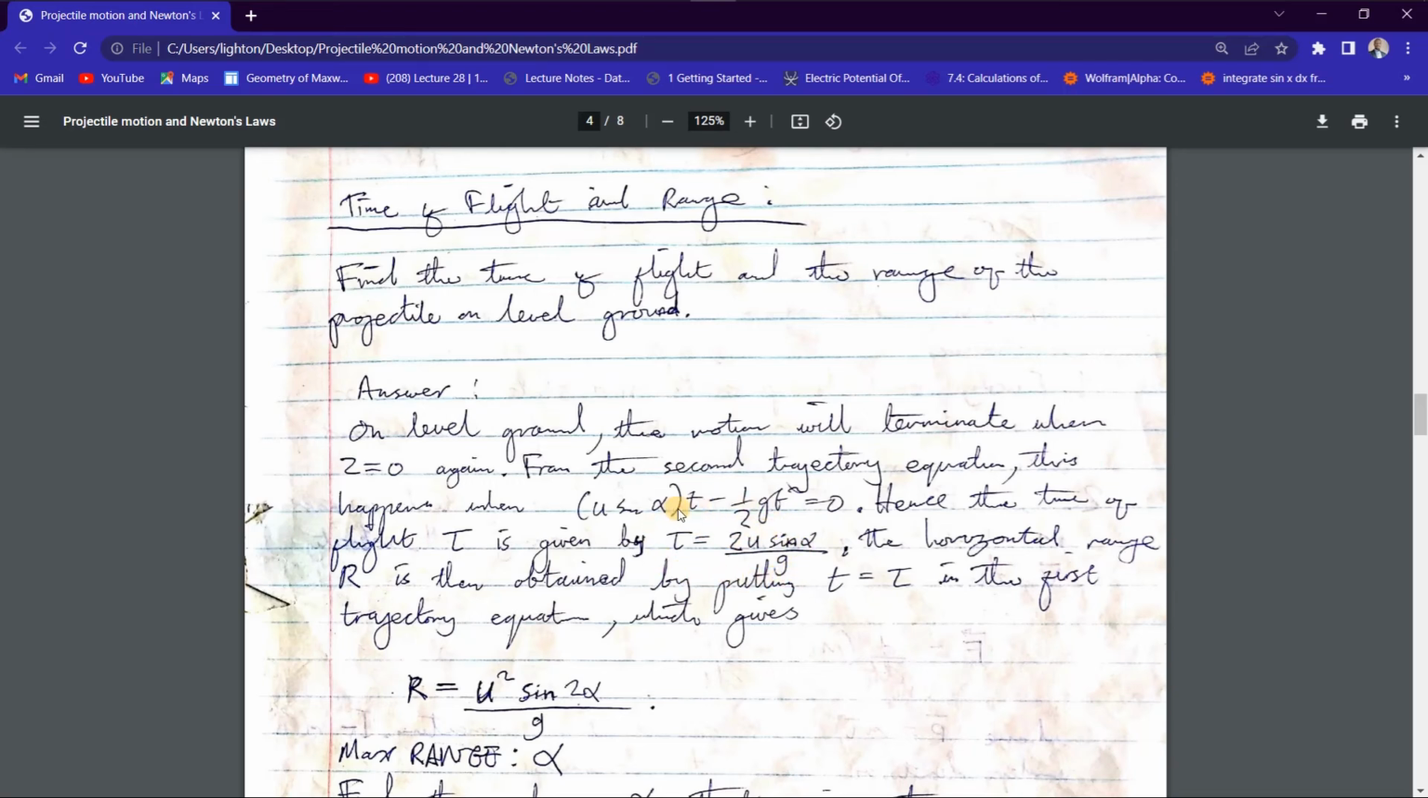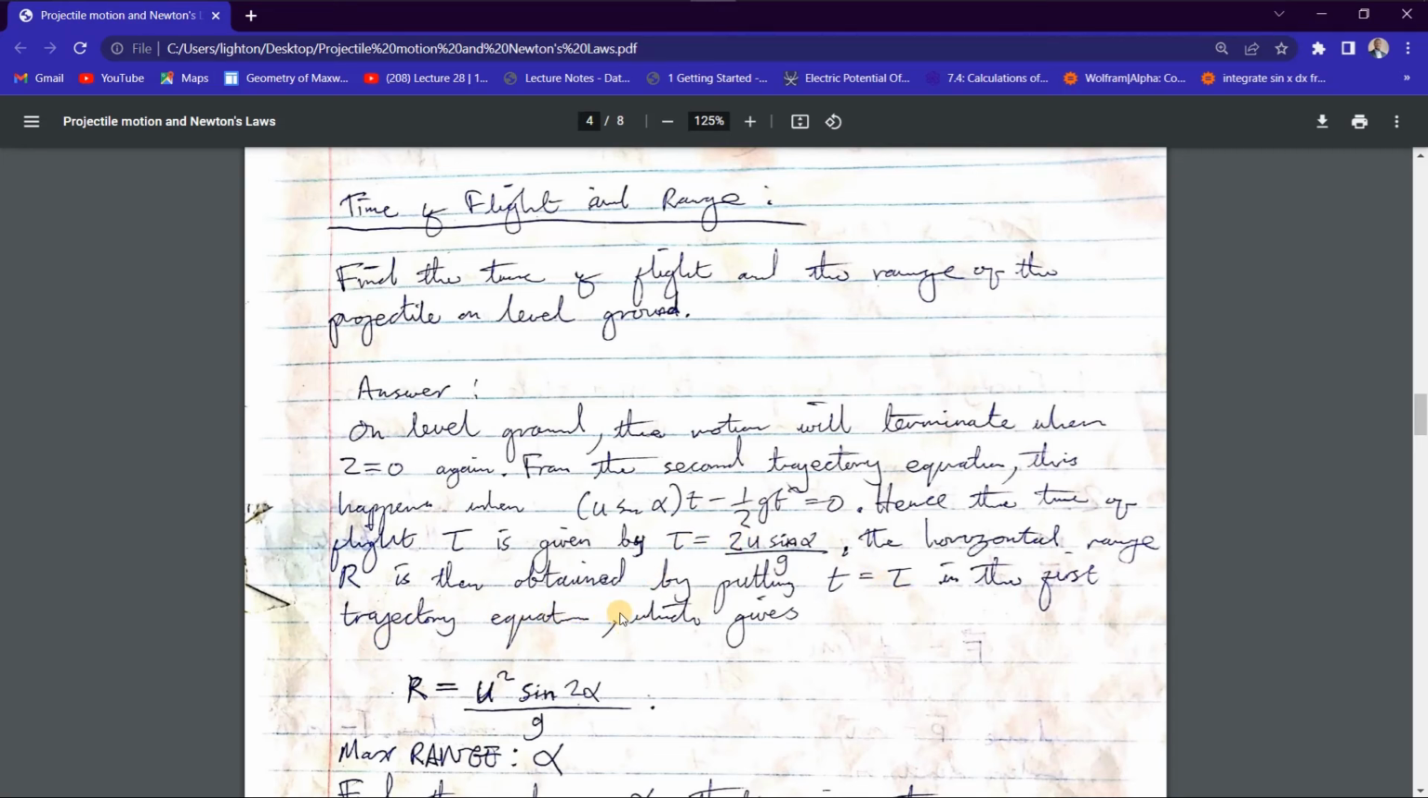Of course, you also have another solution, where t is equal to 0, and this other t. This is the symbol used for time of flight. This is just tau, don't be confused by it. And the horizontal range r is obtained by putting t equals tau. So that is what you get as the time of flight.